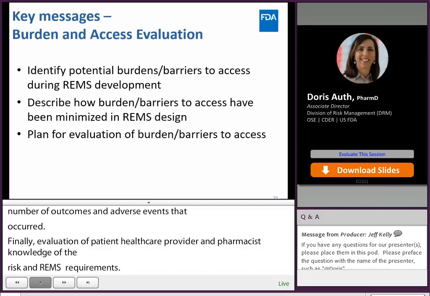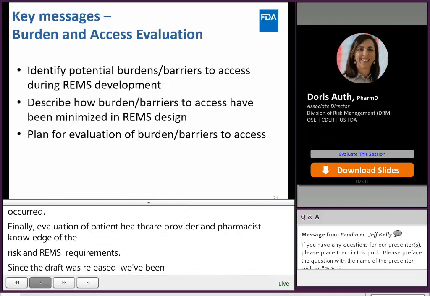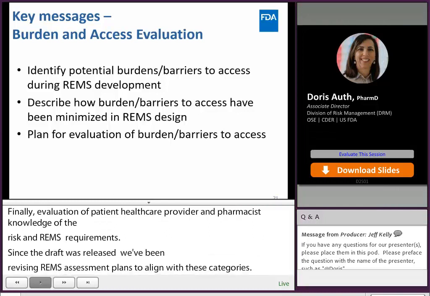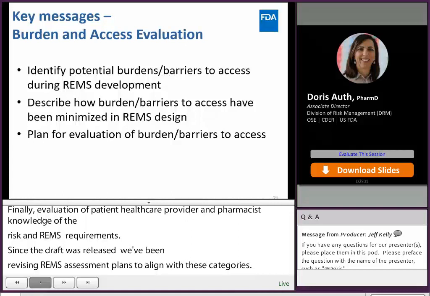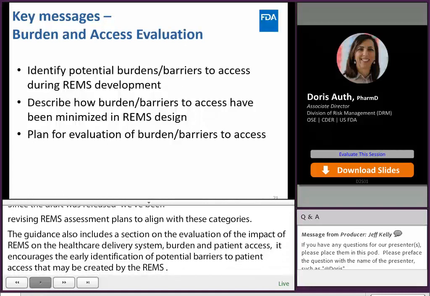The guidance also includes a section on the evaluation of the impact of REMS on the healthcare delivery system, burden, and patient access that encourages the early identification of potential burdens or potential barriers to patient access that may be created by the REMS, along with a description of how the REMS was designed to minimize the burden and any potential barriers to patient access, and a plan for evaluation of burden and access in the REMS assessments.